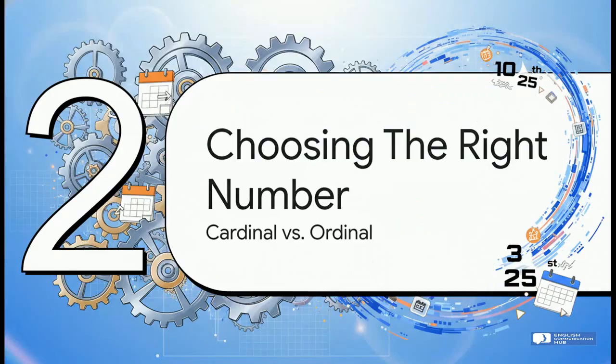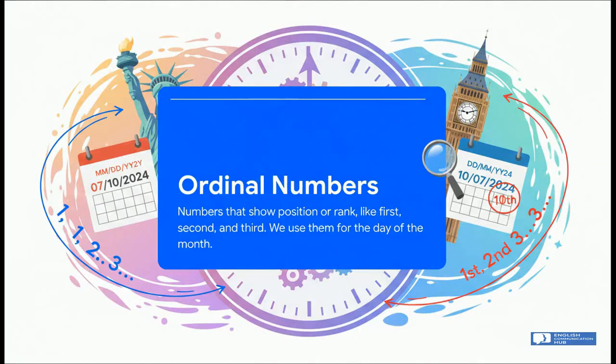Now, getting the order right, that's only half the battle. The next little thing that can trip you up is the type of number you're supposed to use for the day of the month. So let's do a super quick refresher. You've got your cardinal numbers. Those are your basic counting numbers. 1, 2, 3. Easy. But for dates, what we need are ordinal numbers. They tell us the order or position of something. First, second, third. And that idea of position is what's important here. We're not talking about 10 days. We're talking about the 10th day of the month.